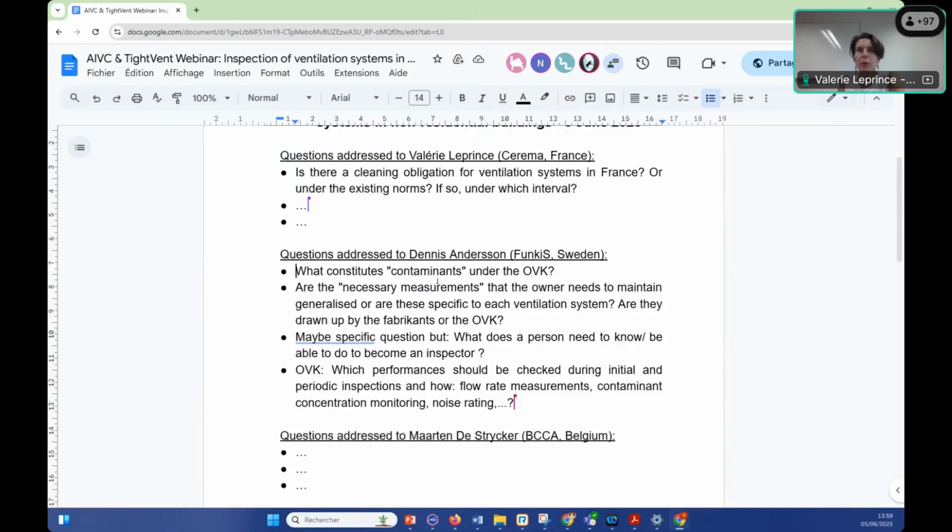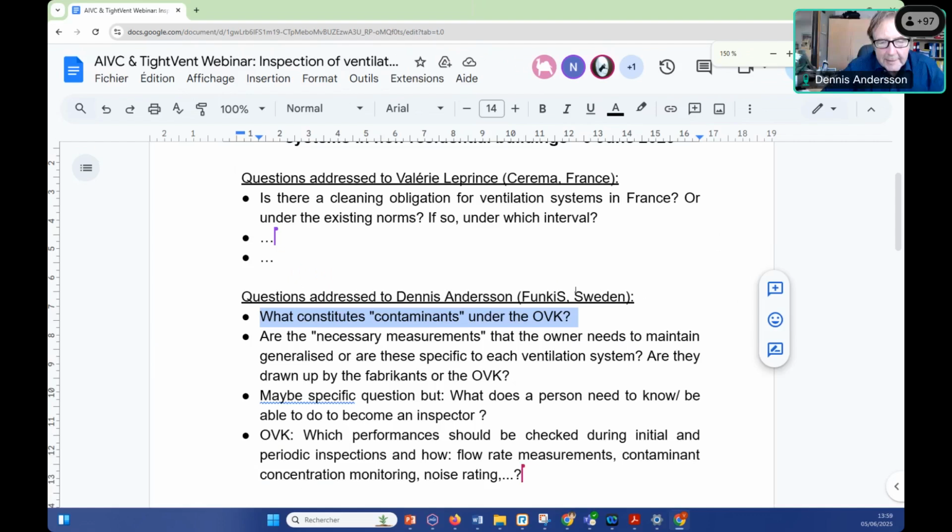The first question for you was, what constitutes a contaminant for the OVK? Well, it is dirt, quite simply. So it's dirt, and you get a reduced airflow. Okay, so it's not anything special, not COVID germs or anything like that. So it's just dirt. Okay, just dirt.